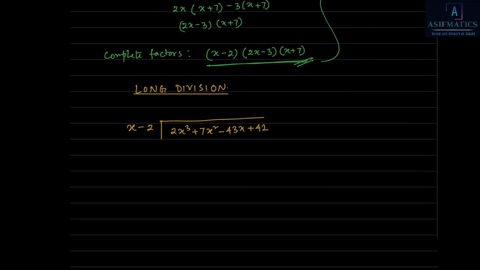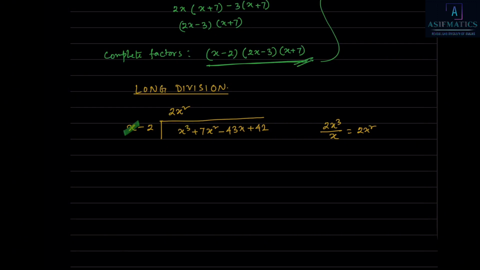So I already told you how to do the long division. Inner first term divided by outer first term. I hope that you already know this. So this is inner first term and outer first term. In the first case we get 2x cube by x, that will be 2x square. So our first quotient will be 2x square.